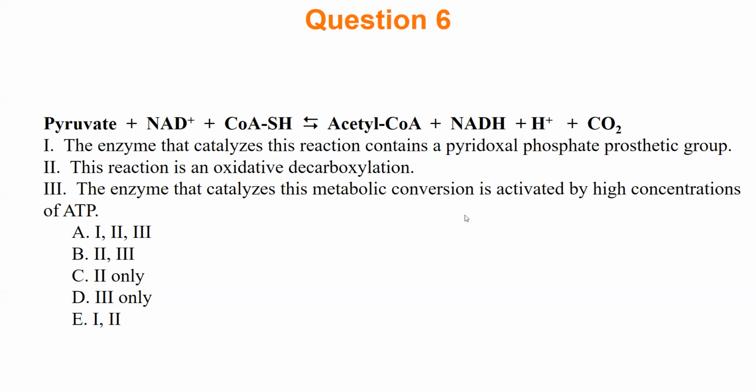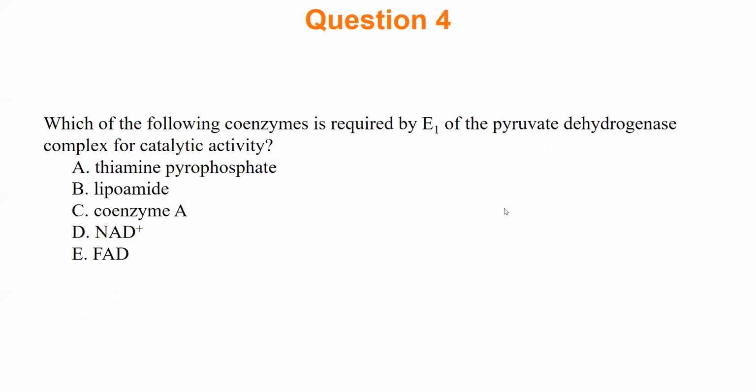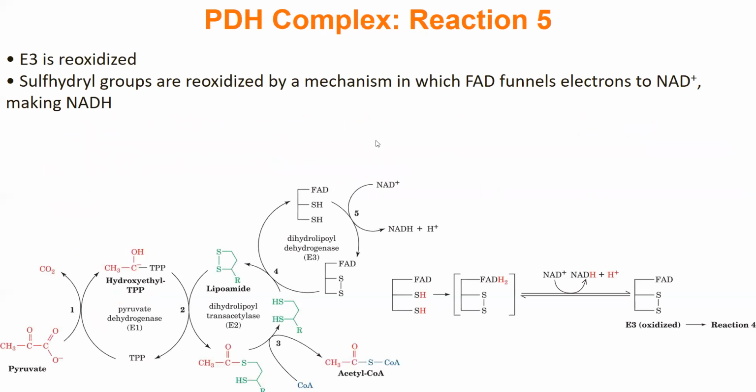All right. So this question is definitely one of the more tough ones, where it is definitely testing your understanding of PDH, right? So let's take a look at this. So we're going pyruvate to acetyl-CoA, okay? This enzyme that catalyzes this reaction contains a pyridoxal phosphate prosthetic group. So let's go back to our mechanism here. And the reaction, right, goes pyruvate to acetyl-CoA, right? That's basically what we're doing here.